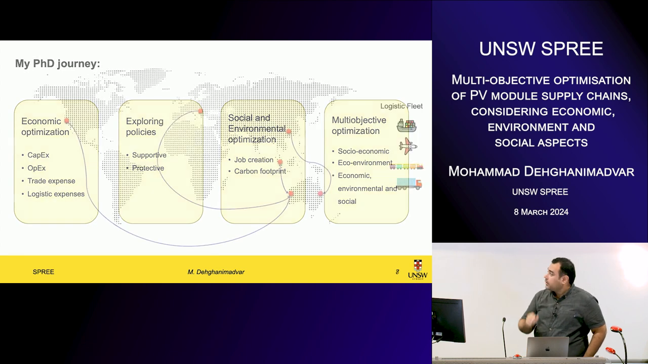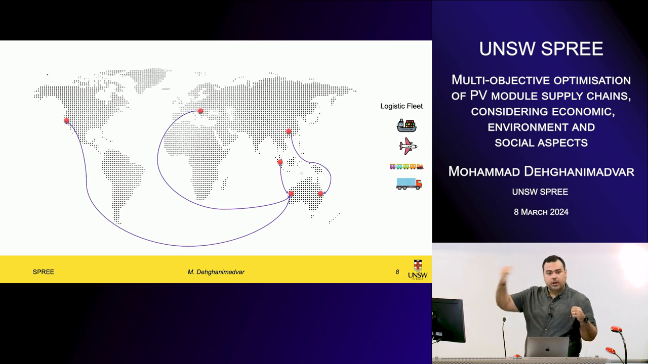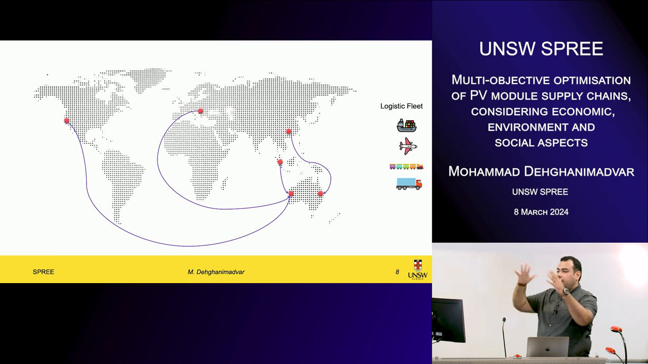So let's just start with the first question. This is my research framework and how my model works. We have different suppliers around the world with different types of transportation that they can use to send their required input materials to Australia. Then we have Australia with different locations inside Australia for making modules and then answering demand.